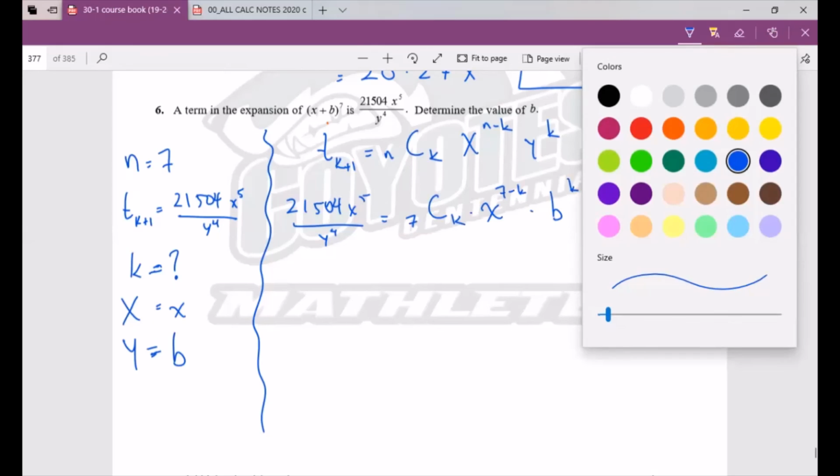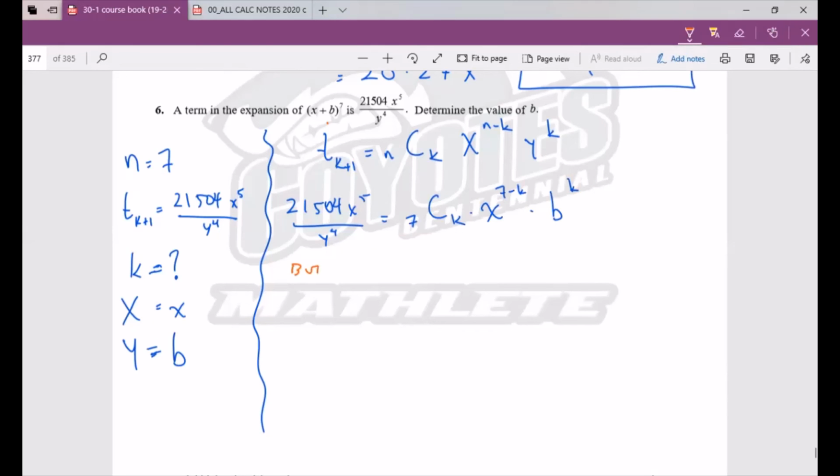And one more time, we'll go through this and we'll say x to the 7 minus k is equal to x to the 5, because we know that the exponent is going to be 5, therefore k is 2. Jump back in here. We have 21,504 x to the 5 over y to the 4 is equal to 7C2. X to the 7 minus 2 is x to the 5, and this is b squared.